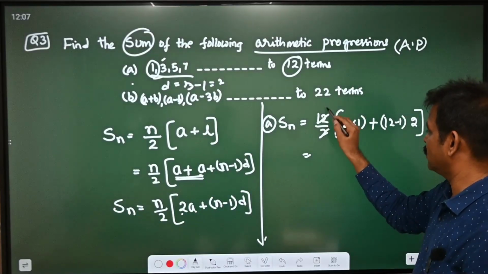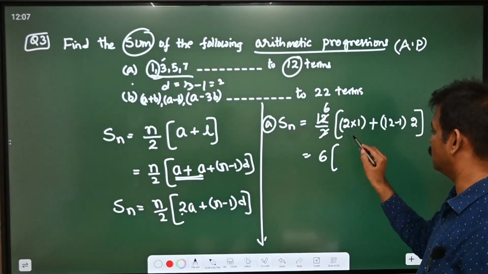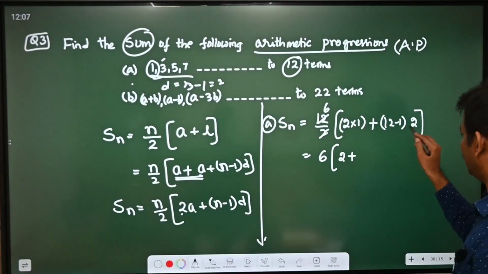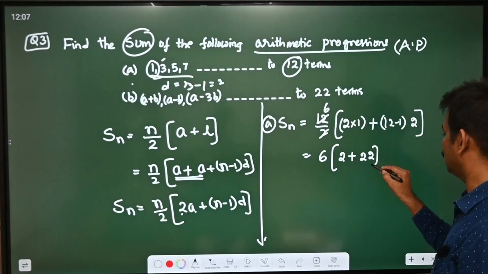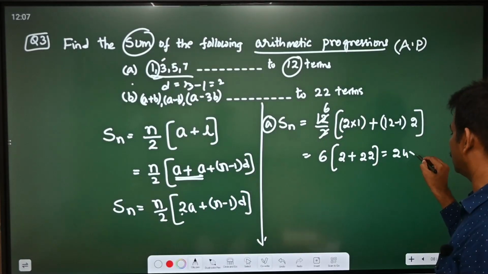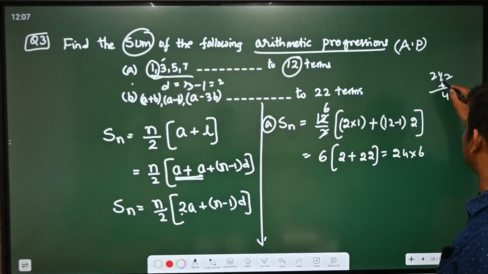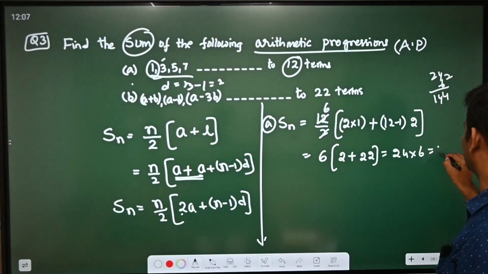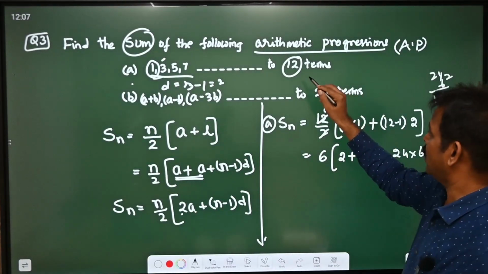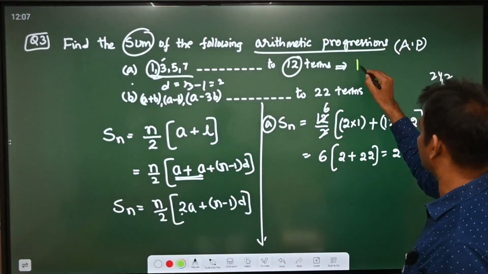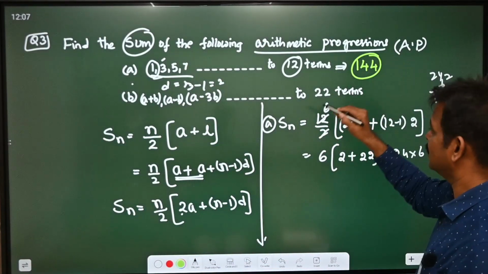So this will become 6 into 2 ones are 2, plus 12 minus 1 is 11, 11 2s are 22, 2 plus 22 is 24, 24 into 6: 6 4s are 24, 6 2s are 12, so 144. So the answer for the first one is 144.